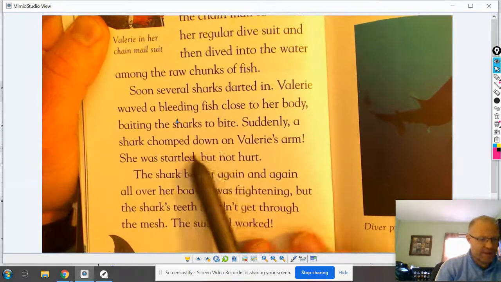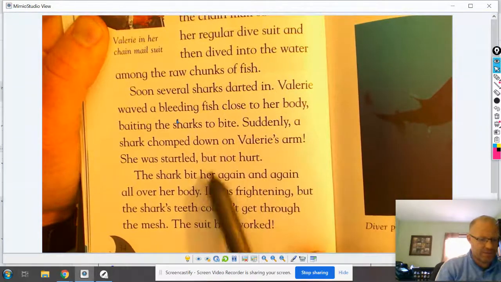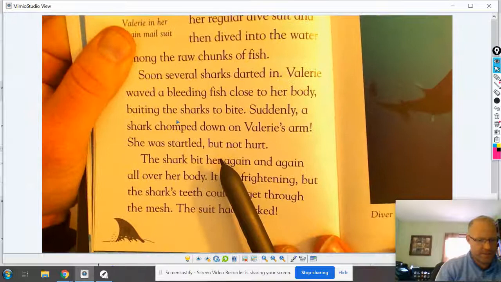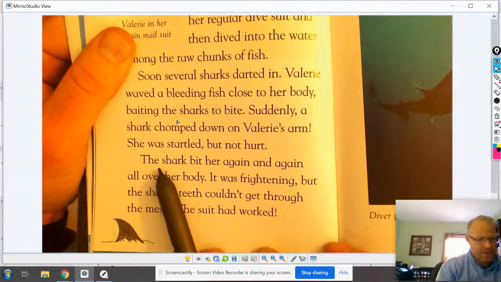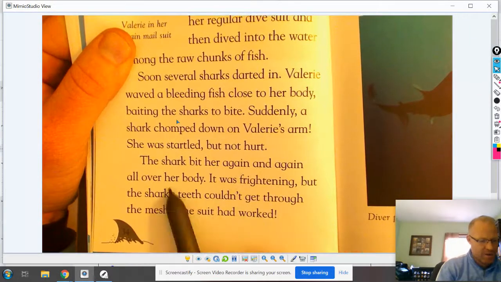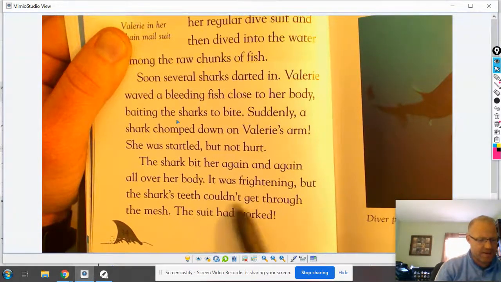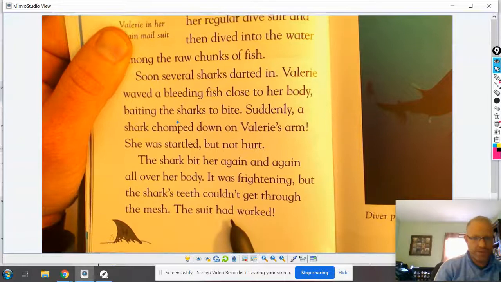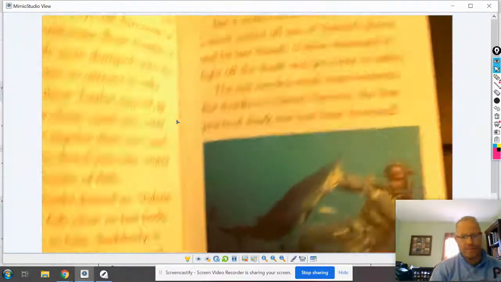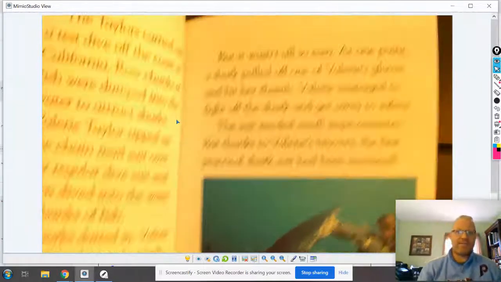Suddenly, a shark chomped down on Valerie's arm. She was startled, but she wasn't hurt. The shark bit her again and again all over her body. It was frightening, but the shark's teeth couldn't get through the mesh. The suit had worked. I mean, that sounds insane.